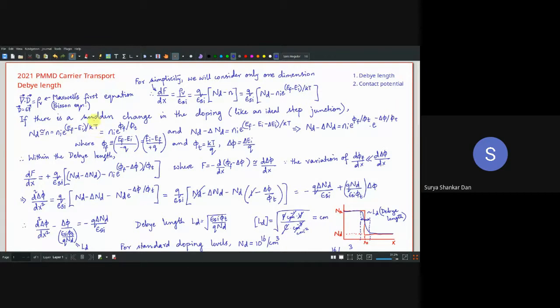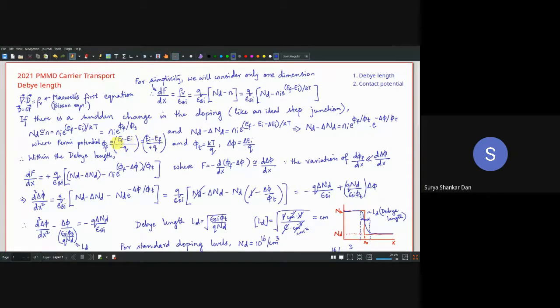Now Ef minus Ei by kT, I will use some shorthand notations that I have already told you earlier. So phi f, that is the Fermi potential. Again, let me just elaborate. Fermi potential essentially means the difference between the Fermi energy level and Ei, divided by q.